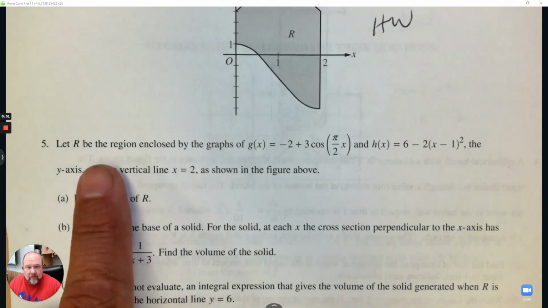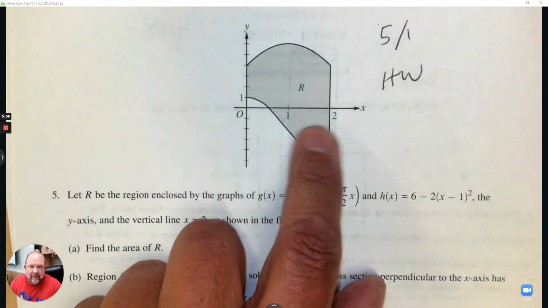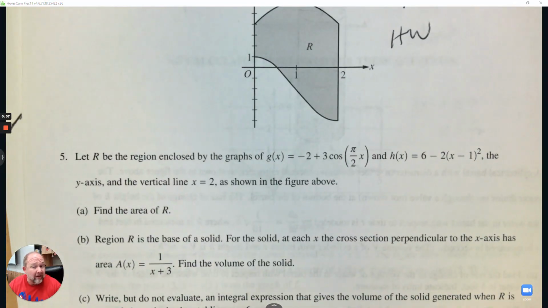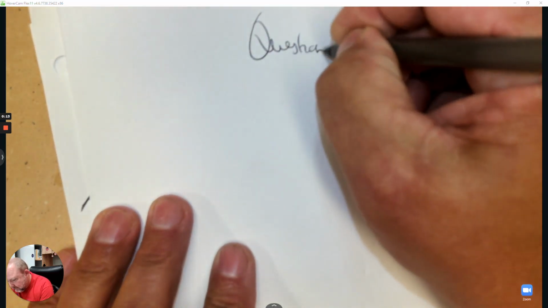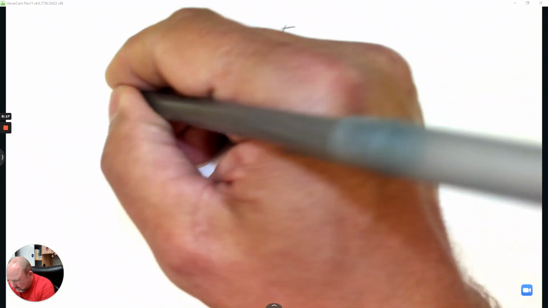All right, here is question number 5 from 2019. You're asked to find the area of this region. So what is area in calculus? It's an integration question. So let's start there. Question number 5. You should always try it first, right? And then follow along if you can't.